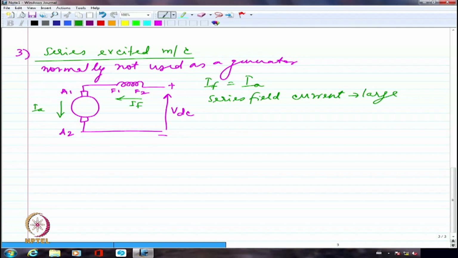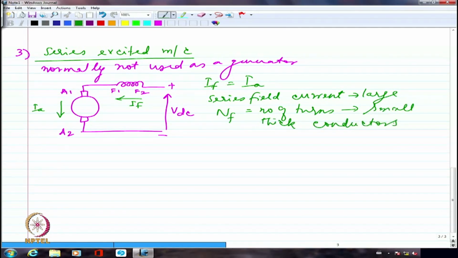So generally the series field is characterized by thick coils which are wound for fewer turns and carry very large current. So we are going to have large current, and in this case NF, the number of turns, is going to be small. But thick conductors, because I am looking at this carrying a large amount of current. Right? Finally, there is something called a compound machine, which will include both series and shunt.